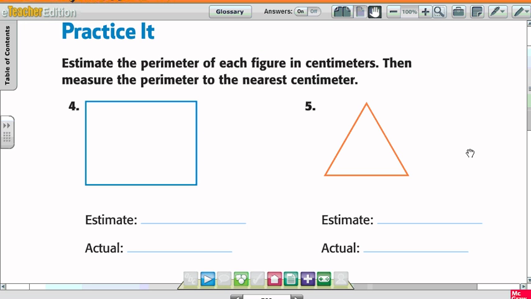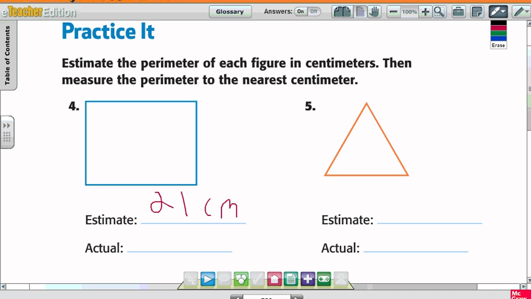Okay, now you're going to try it. You're going to estimate the perimeter. Estimate means to guess. So let's guess. What do you think the distance around that rectangle might be in centimeters? You're just guessing right now. Just give me a number. 100? Okay, 100. 13. 22. Put something like that. I would say maybe 21 centimeters.